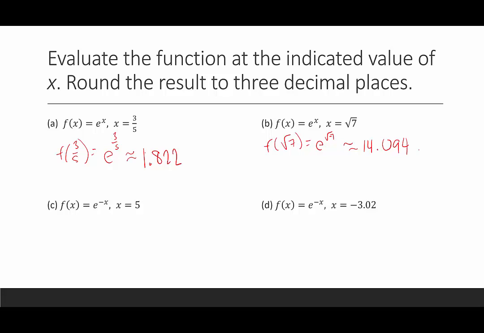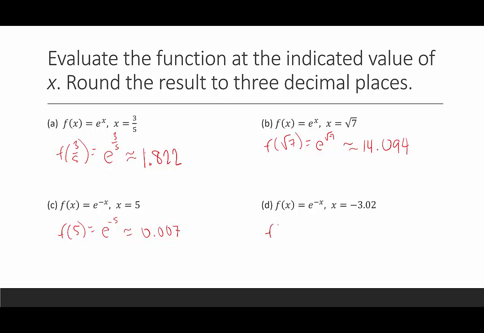And these next two we're looking at when we have e to the negative x, or the reciprocal function, so that would be 1 over e to the x. F of 5 would be e to the negative of 5, which is going to be something really small if we're plugging in negative 5. Oh yeah, we get 0.0067, so it would be 0.007.